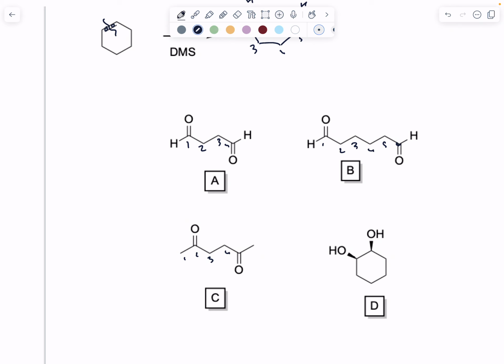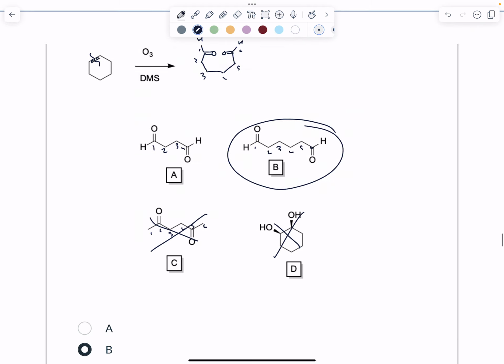1, 2, 3, 4, 5. This is 6, but the ketones aren't in the right place. And then this doesn't cleave at all. So this is answer choice B.